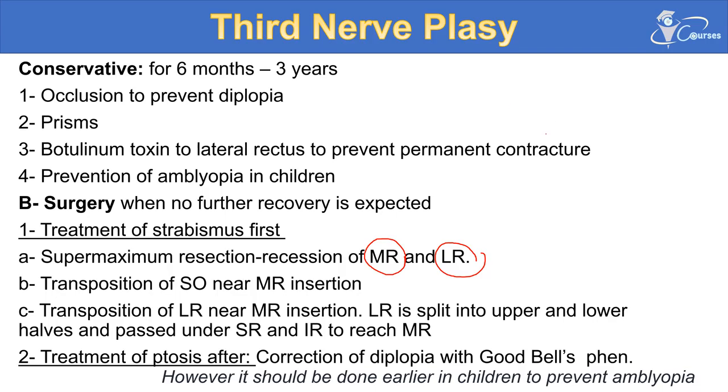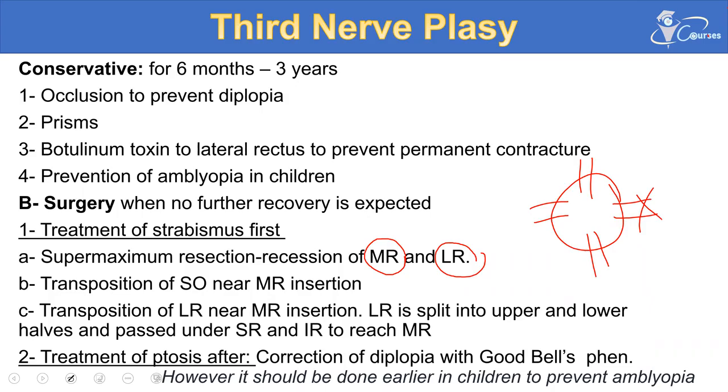Transposition of lateral rectus near the medial rectus insertion. The lateral rectus is split into the upper and lower halves and passed under the superior rectus and the inferior rectus to reach the medial rectus. So let me draw this diagram. Let's say this is the eye, and this is the medial rectus, superior rectus, lateral rectus, inferior rectus. Now the medial rectus is paralyzed.